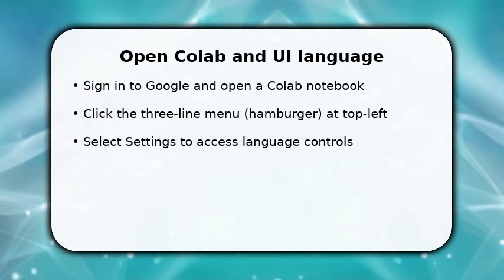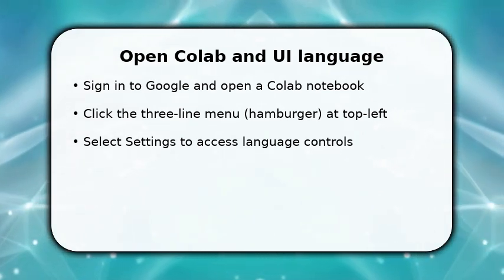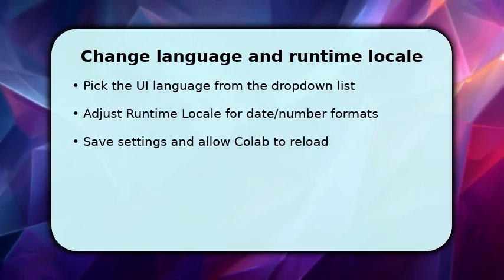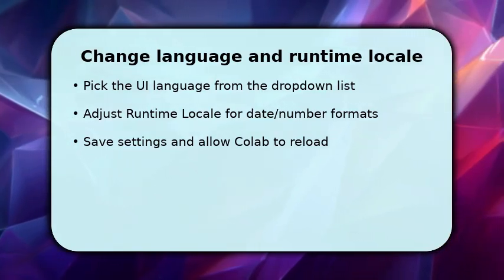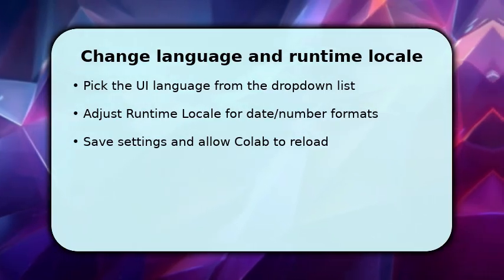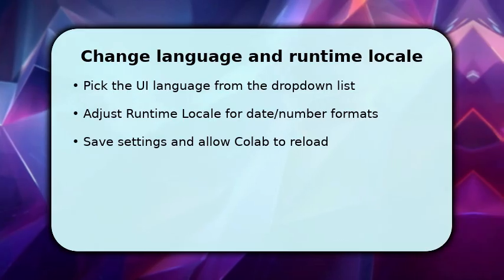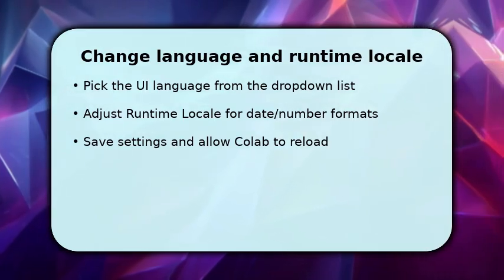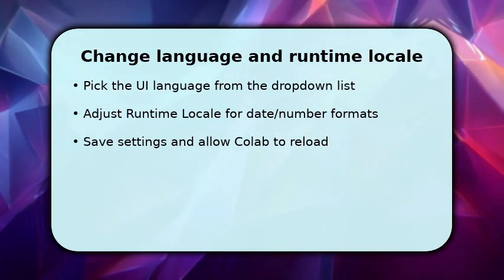Now select your preferred UI language from the drop-down. Colab shows many options, so type to search to speed selection. Once chosen, change runtime locale if you need consistent date, number, or decimal behavior in executed code. This affects pandas, numpy, and display formatting.